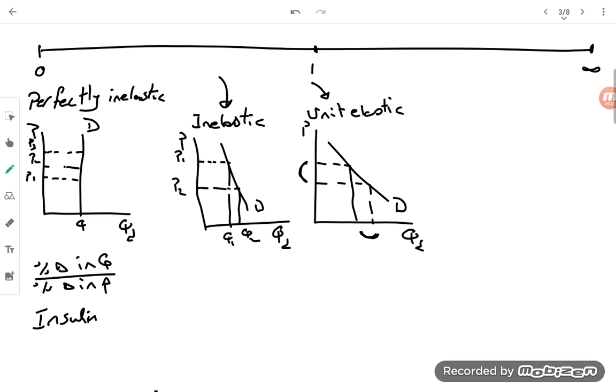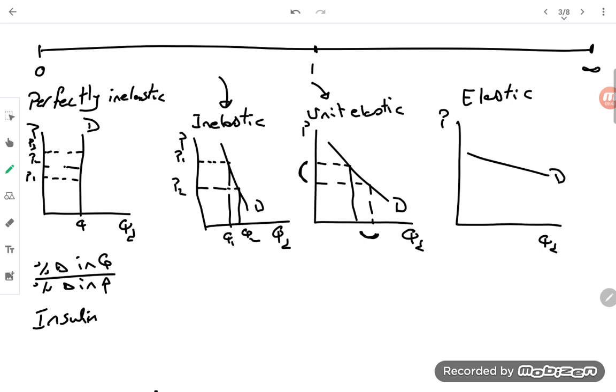If the value is greater than 1, this is elastic demand. And this is the shape of the demand curve. The percentage change in quantity is much greater than percentage change in price. And this is the case of any luxury product. Say, for example, the price of a chocolate increases. So you can decrease the quantity sharply, as it's not a necessity.